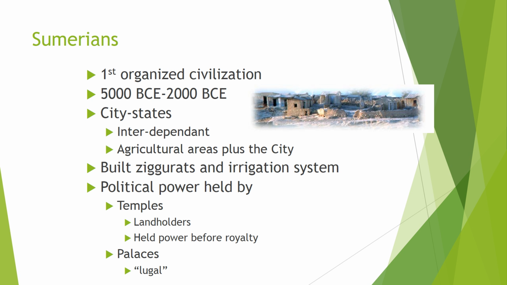Your first organized civilization here are the Sumerians. Right around 5000 to 2000 BCE is when their heyday is. They developed these things called city-states. It's not one massive collective kingdom. It's a bunch of different little kingdoms that share some trade, they share some laws possibly, but they are still disconnected for some reason. They are usually interdependent, which means they kind of depend on each other for things like resources, but at the same time they kind of are saying, hey, we're on our own as well.